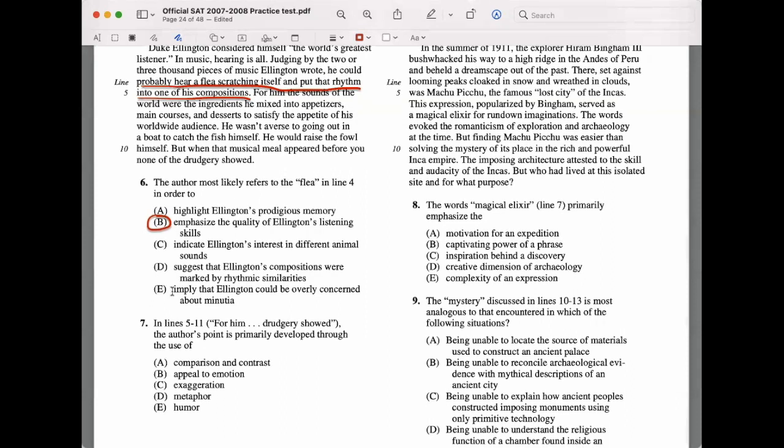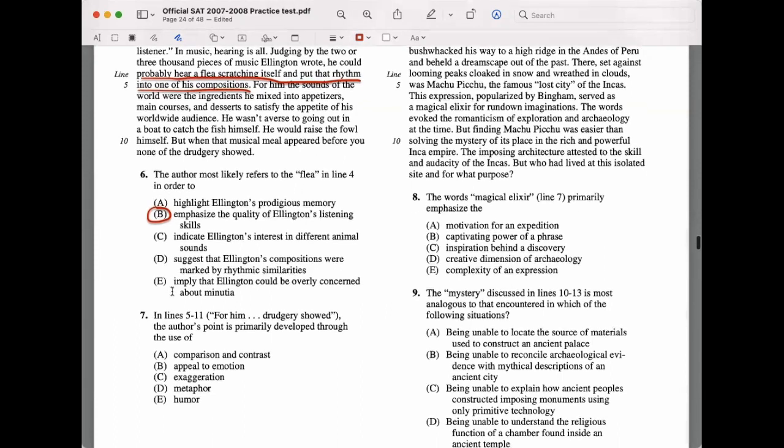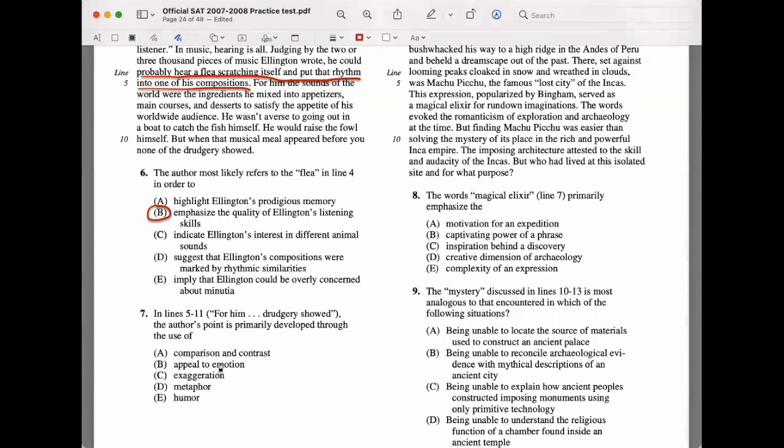In lines 5 to 11, from "for him" up to "drudgery showed," the author's point is primarily developed through the use of: A: comparison and contrast. B: appeal to emotion. C: exaggeration. D: metaphor. E: humor.